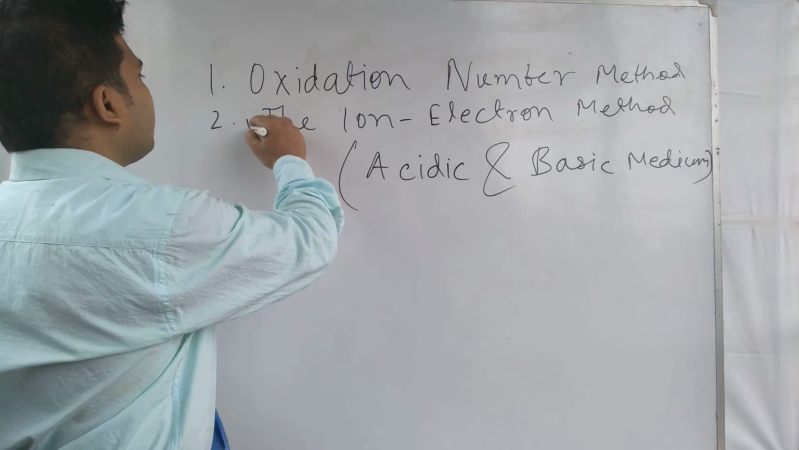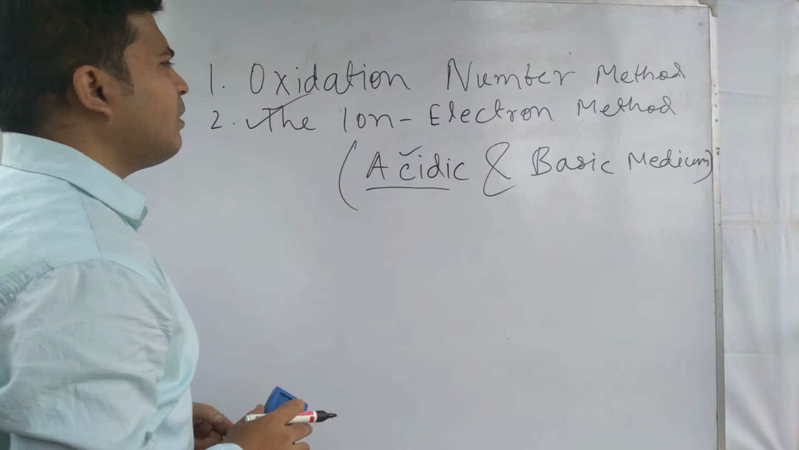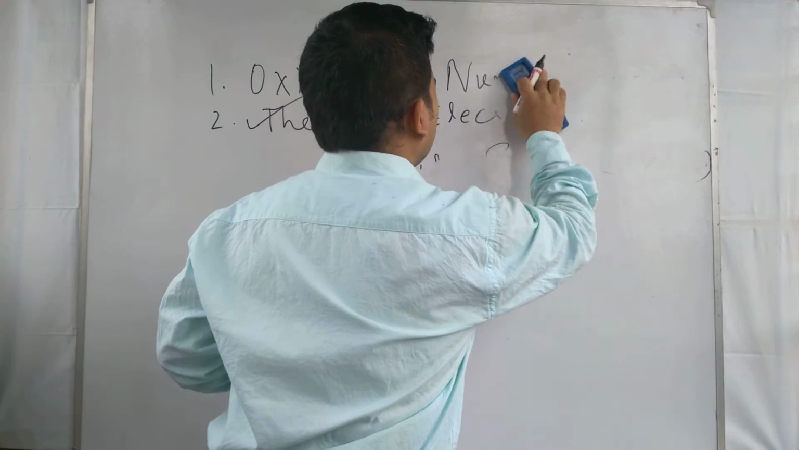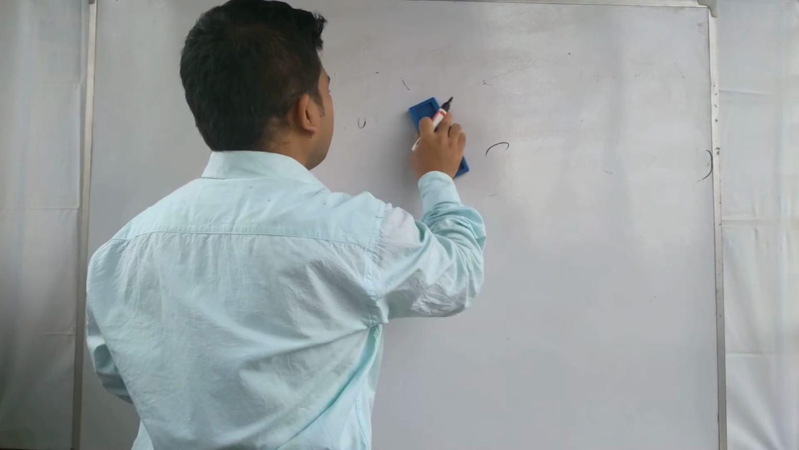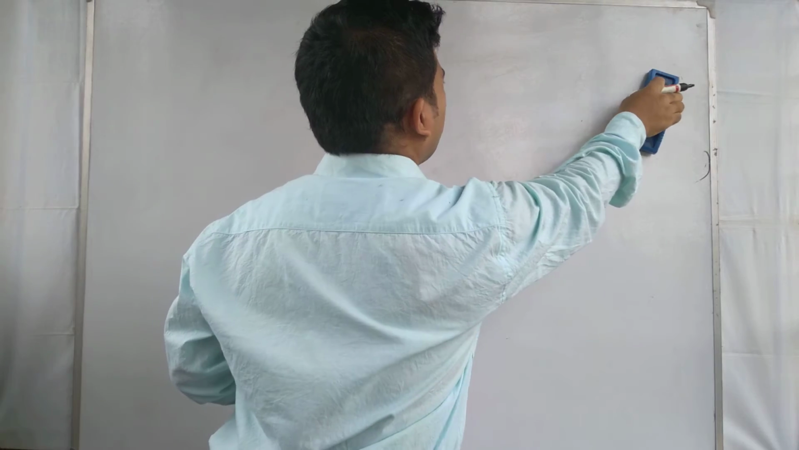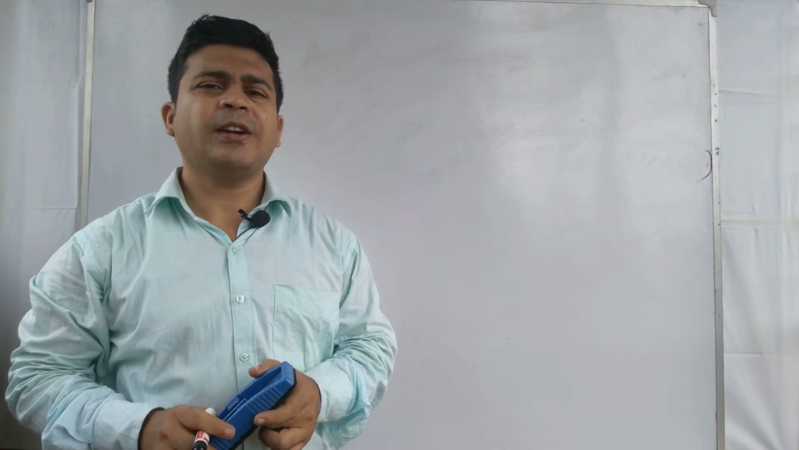So today our discussion is about the ion electron method in acidic medium. We balance the redox reaction in acidic medium. Before going to balance the redox reaction, we try to understand some common points of balancing. We know that a redox reaction contains two halves: one is the oxidation half, another is the reduction half. The oxidation half generally loses electrons and the reduction half gains electrons.